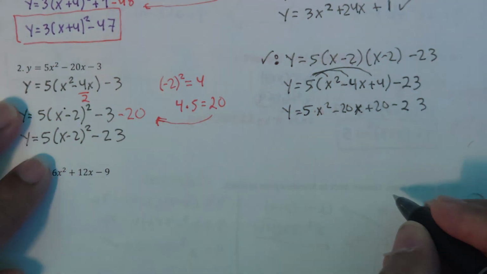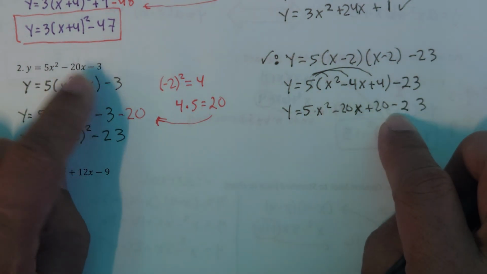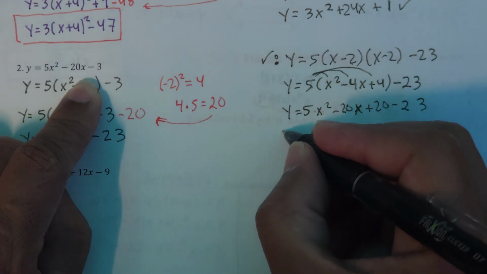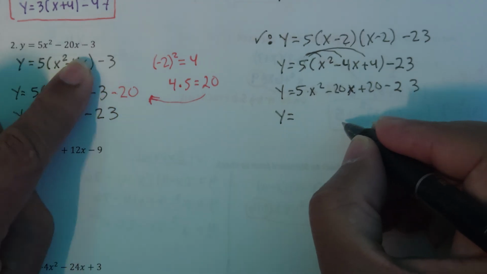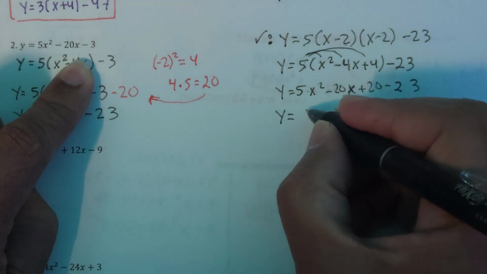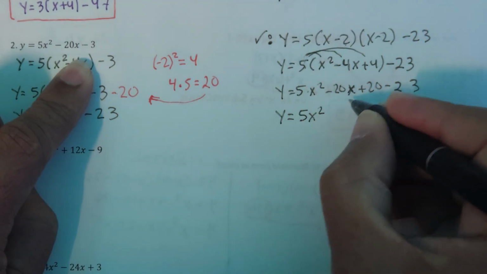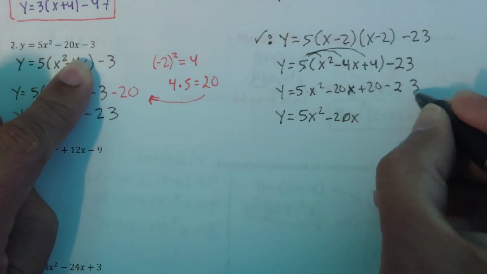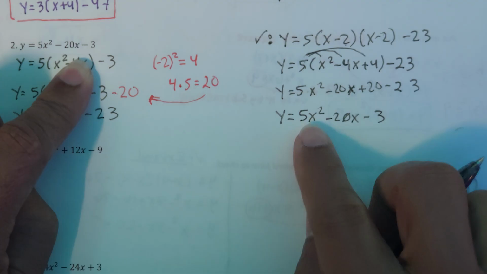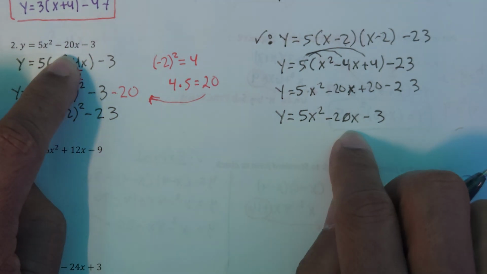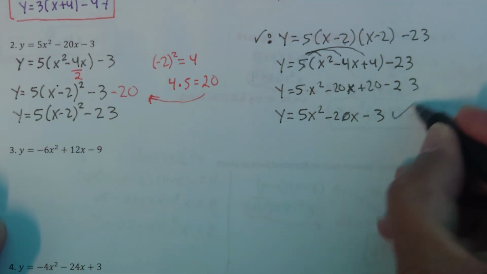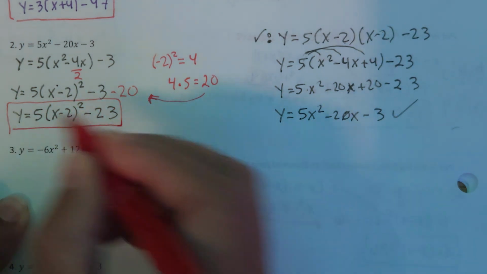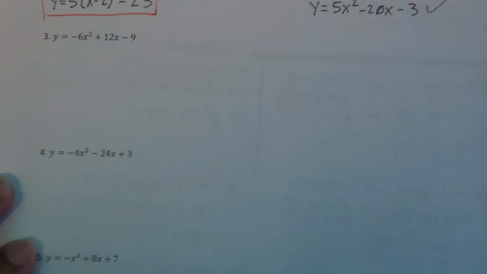Okay, so as you can see, I made a mistake, but I caught myself because I saw that I didn't get this back, right? So once you catch yourself, just go back and correct whatever you made a mistake on. Okay, so this is 5x squared, and then negative 20x, and 20 minus 23 is minus 3. And now check: 5x squared minus 20x minus 3. So that means this answer is correct. Okay, let's go on to the next example.